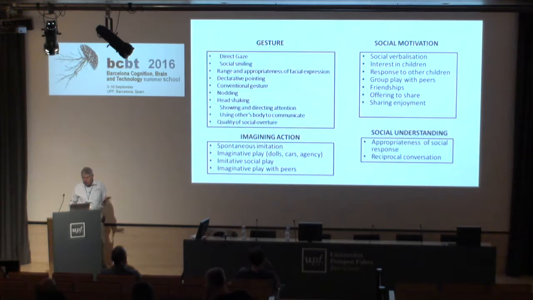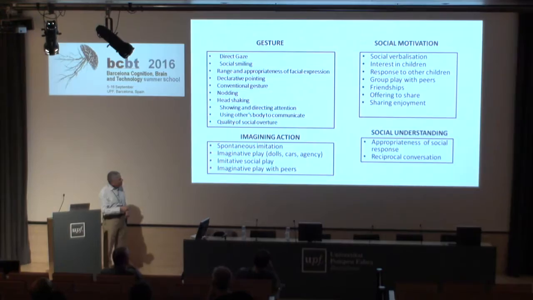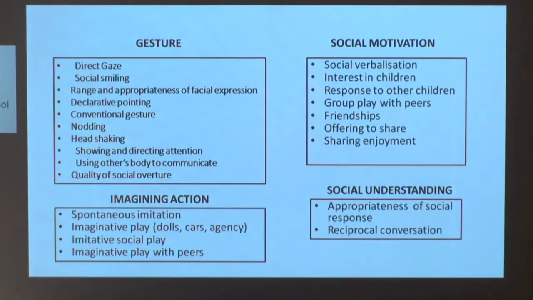So the other side of autism are these issues here, which are really about social motivation, social verbalization, how you respond to other people, making friends, being thoughtful about others, and social understanding, that bit about following somebody else when you're having a conversation, listening to what they say and responding to them. What's very interesting for me is how these things all link up. Are these issues of gesture and imagining action related to social motivation and social understanding? What sort of problem in the brain might underpin both?